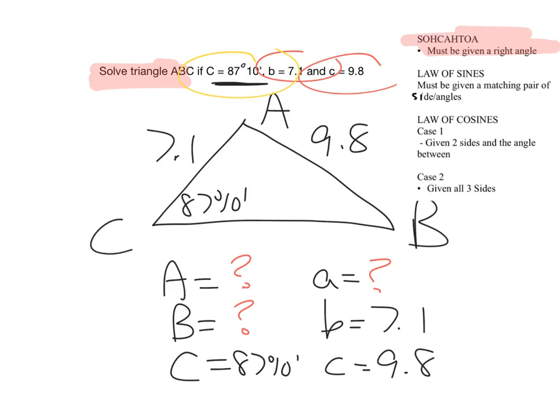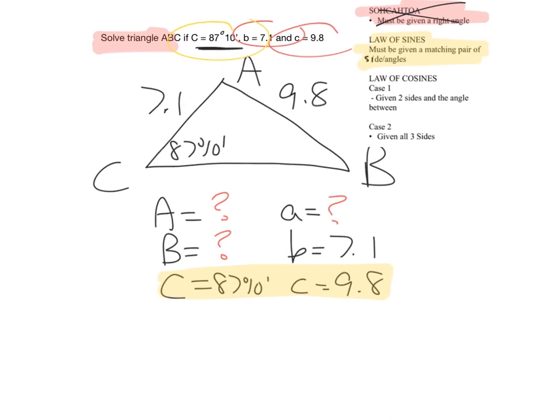SOHCAHTOA is only if you're given a right angle, and we don't have that. We have an 87-degree angle. Law of sines, you must be given a matching pair, and that's what we're given. Here we're given side C and angle C. So I'm going to start this problem by using the law of sines.